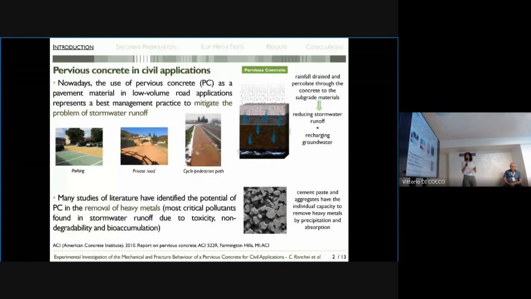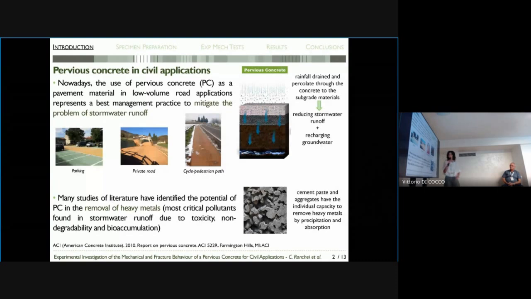Nowadays, the use of pervious concrete, also named PC, as a pavement material in low-volume road applications represents a best management practice to mitigate the problem of stormwater runoff. As a matter of fact, PC allows rainfall to be drained and to percolate through the concrete to the subgrade materials, thus reducing the stormwater runoff and at the same time recharging the groundwater.